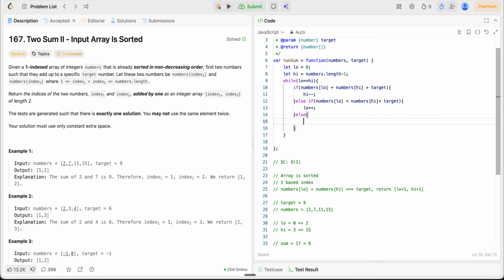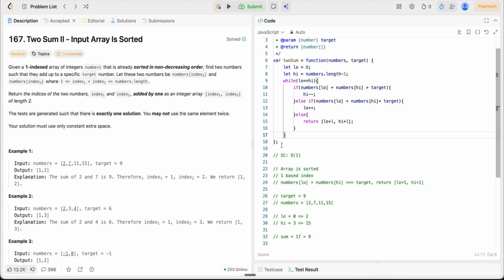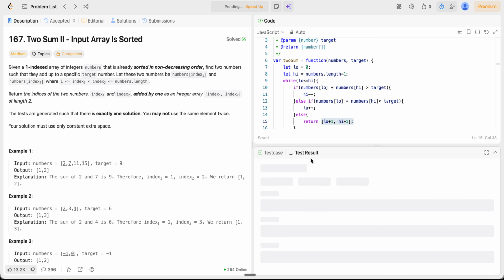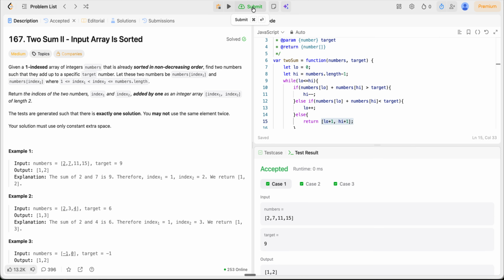Else, what will be the else case? Either sum is greater than target, or sum is less than target, or sum is equal to target, right? So in the else case, what should we do? We should return low plus 1 and high plus 1. Now we don't have to return anything from here because there is at least one solution for this problem. So it would definitely end up in this particular case, and it will always return. So let's try to run it. Now let's try to submit it.